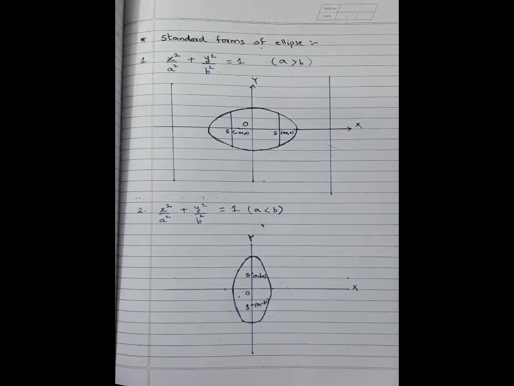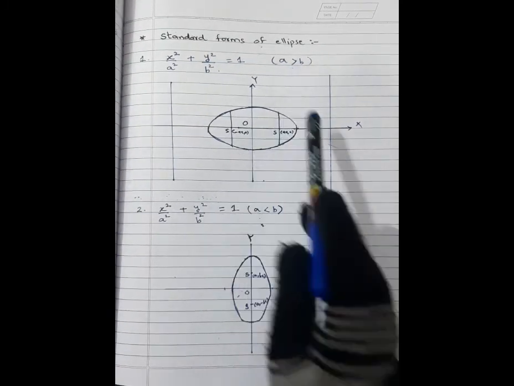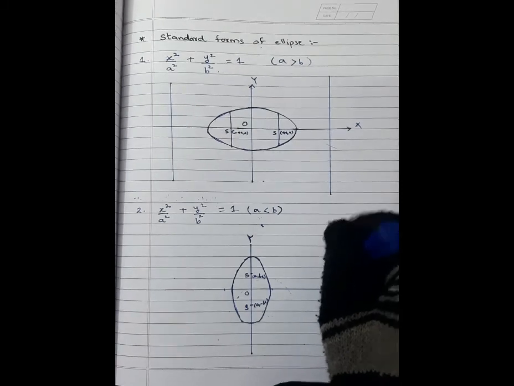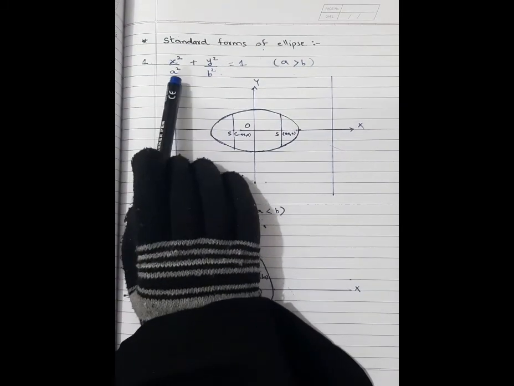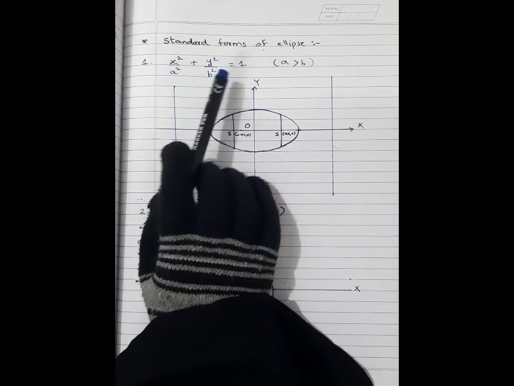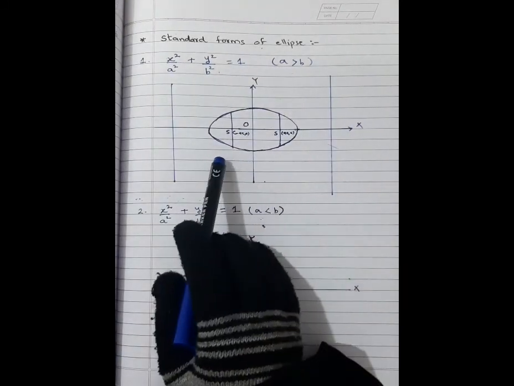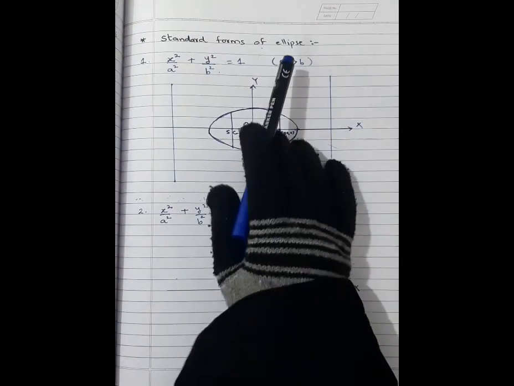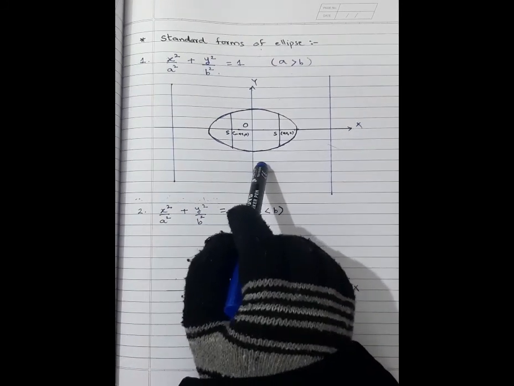Now next, students will see standard forms of ellipse. So here there are two types of ellipse. Number 1, this is the equation of ellipse, x square upon a square plus y square upon b square equals 1. So here, students, a is greater than b. This is the shape of the ellipse.